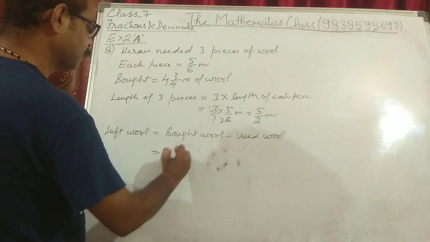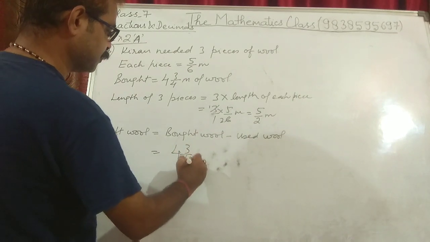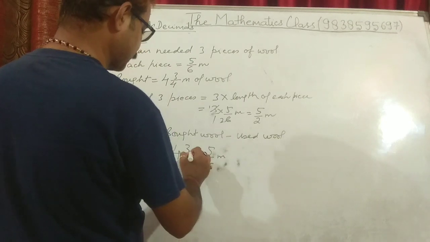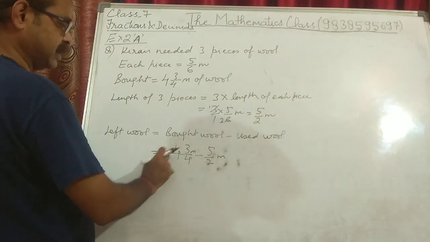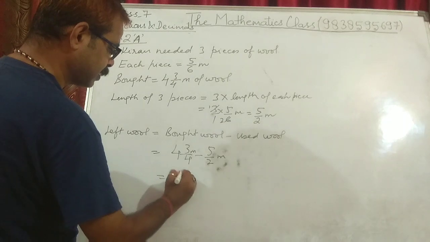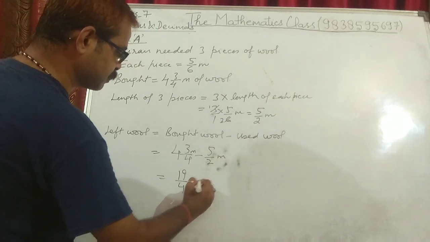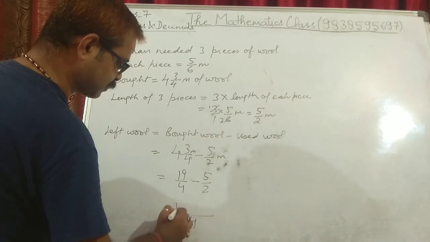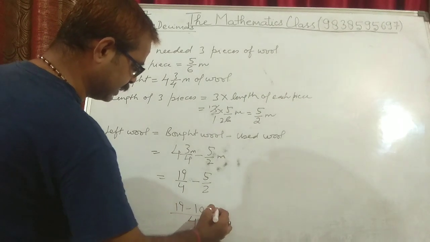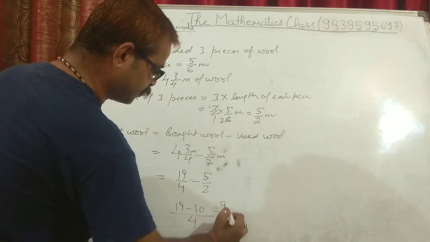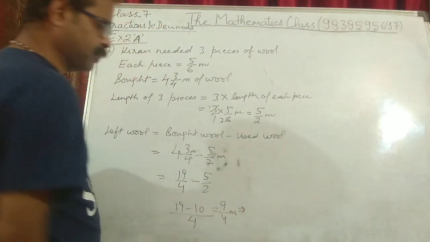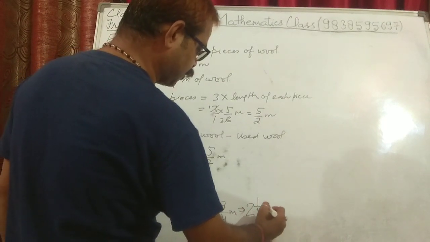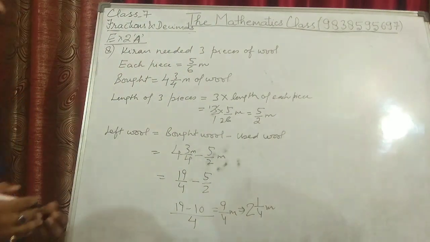How much she bought? 4 whole 3 upon 4. And how much she used? 5 upon 2 meters. So when you convert, 4 4s are 16, 17, 18, 19, this will be 19 upon 4 meters minus 5 upon 2 meters. You will take the LCM. LCM will be 4. This will be 19 minus 5 2s are 10. It means 9 upon 4 meter is left. If you convert it into a mixed fraction, 4 2s are 8. 9 upon 4 meters is the final value.